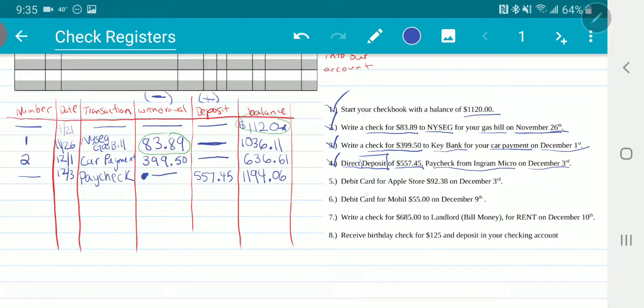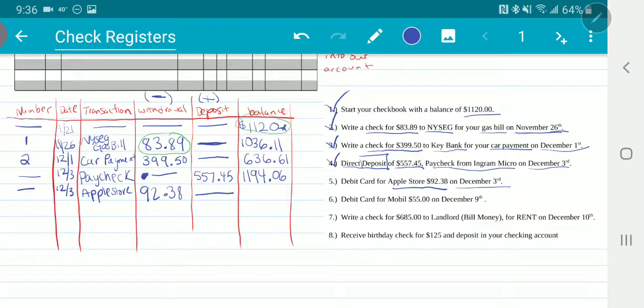On step 5, I'm using my debit card at the Apple Store, and it's $92.38, and that's on December 3rd. So again, we've got December 3rd here. No check this time. I'm using my debit card. If I'm at the Apple Store paying for something, I'm just going to say Apple. Maybe I'm getting an iPad or a Chromebook or a MacBook or something like that. I'm paying for something, okay? So my account is going down. It's not going to be a deposit. It's going to be subtracted from my account. So that $92.38 is coming out of my account.